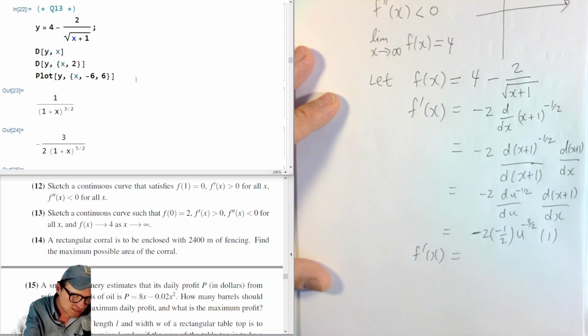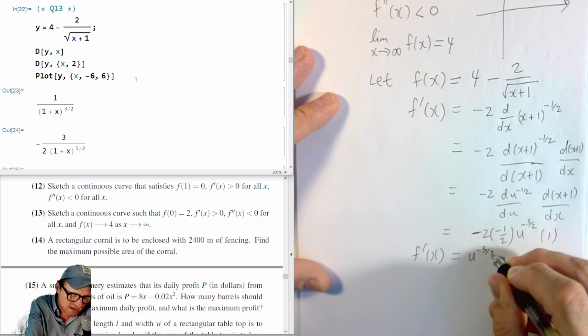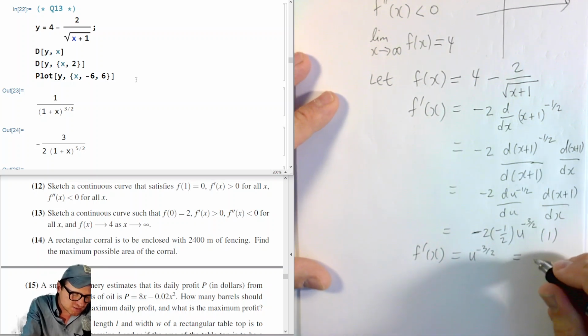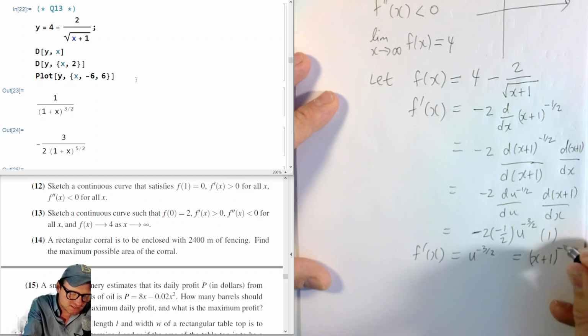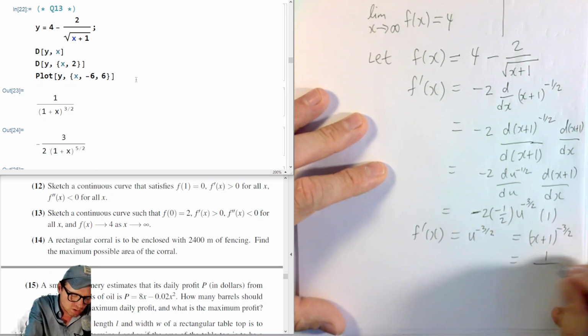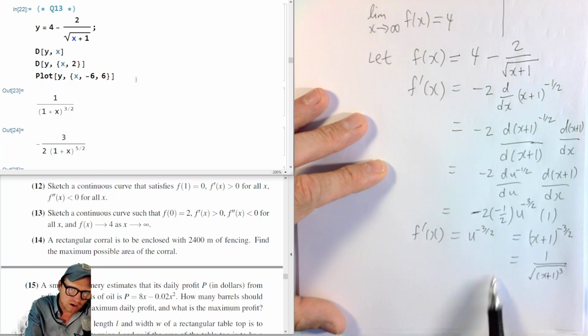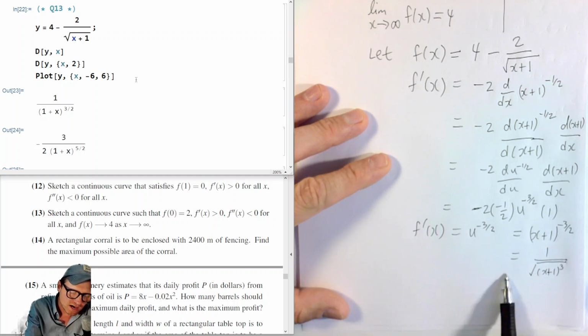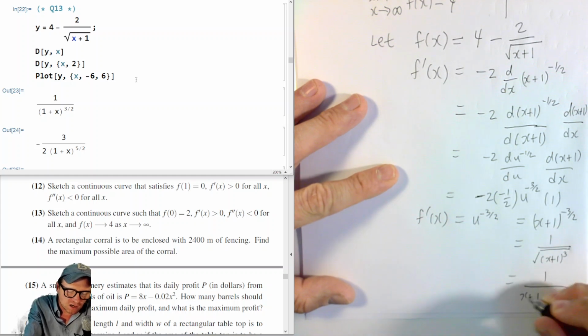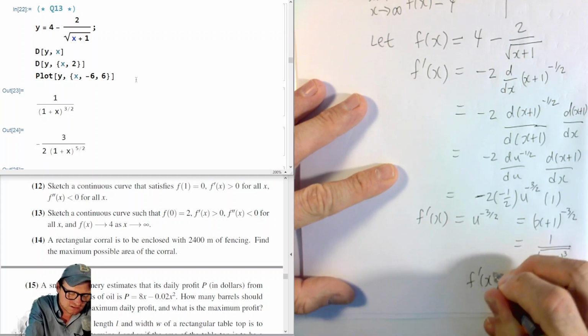Okay, so if I simplify this, I've got f dash of x is equal to, the product of these two is just plus 1, so u to the minus 3 halves is our derivative there, but this is x plus 1 to the minus 3 halves, which you can write as 1 over the square root of x plus 1 to the power of 3. And then you can even pull out an x plus 1 squared, which when you square root that becomes x plus 1. So we get this as f dash of x.